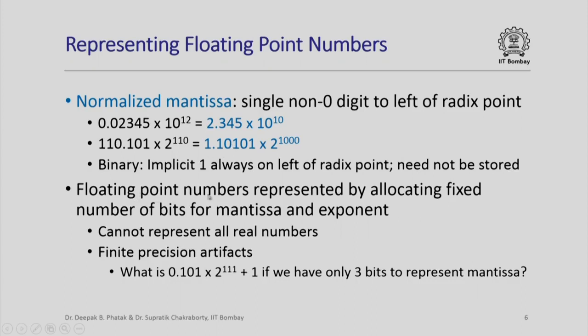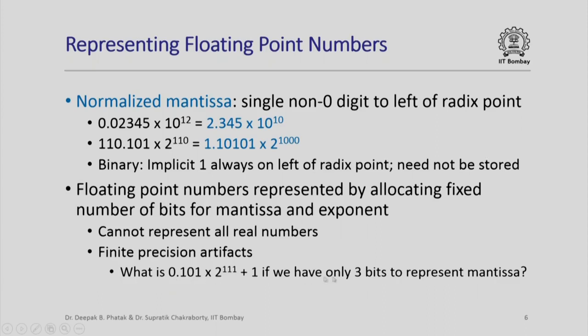So floating point numbers are represented by allocating some fixed number of bits to store the mantissa in a normalized form and to store the exponent. Now of course since you are allocating a fixed number of bits for the mantissa and the exponent, you cannot represent all real numbers, and in fact there will be gaps between real numbers that you can represent, and this is also called finite precision artifacts. Because we cannot represent all real numbers, some funny things happen.